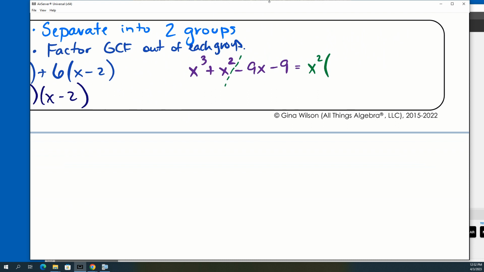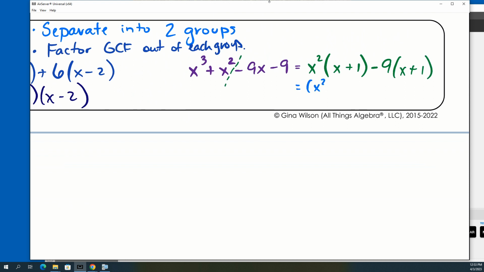And what's it going to leave you with? And then what do you get when you divide something by itself? 1. So it's going to be x plus 1 in parentheses. Now this one does have a minus, so we do have to factor out a negative. What number are we going to factor out? What do they have in common? 9. So we're going to factor out negative 9. This worked out well because we have x plus 1 in both of our parentheses.